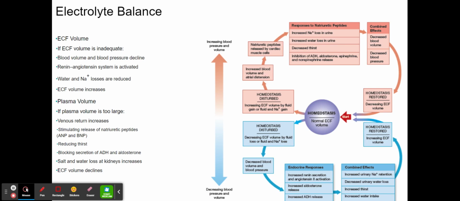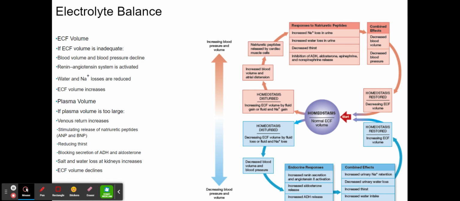If the ECF volume is inadequate, both blood volume and blood pressure decrease, and the renin-angiotensin-aldosterone system is activated. In response, losses of water and sodium are decreased, and gains of water and sodium are increased. The net result is that the ECF volume increases. Although the total amount of sodium in the ECF is increasing, the sodium concentration in the ECF remains unchanged because osmotic water movement accompanies sodium absorption.